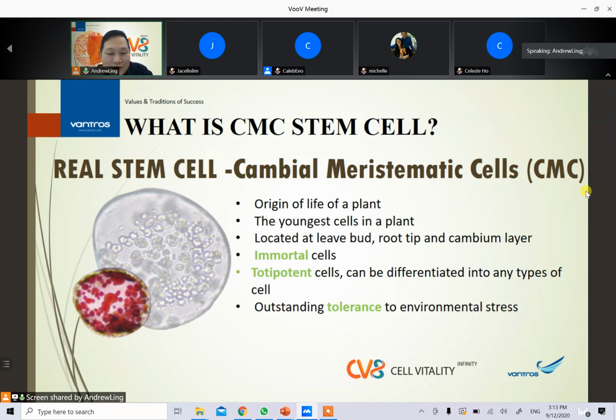And of course, it is also considered as a totipotent cell. It is the purest one, the most virgin one, and it can be differentiated into any types of cell in a plant. This CMC cell also has outstanding tolerance to environmental stress. That is why it is not easily damaged. Then what about those stem cells you hear in the market? What is so different about stem cells like the Swiss apple stem cell that you hear in the market, compared with the CMC stem cell?